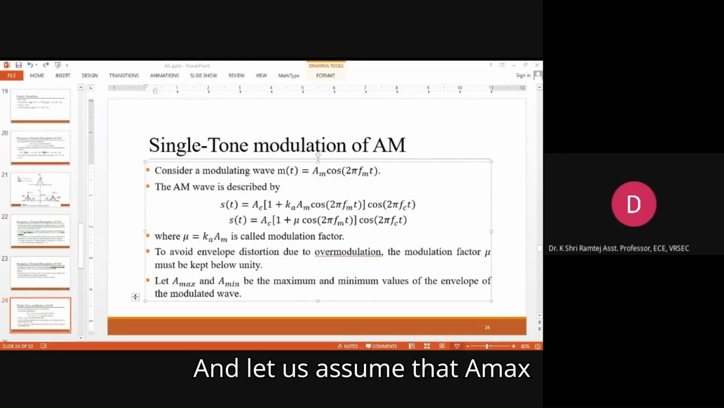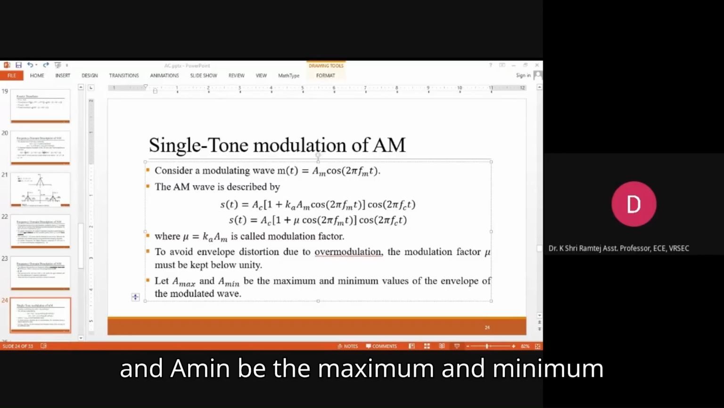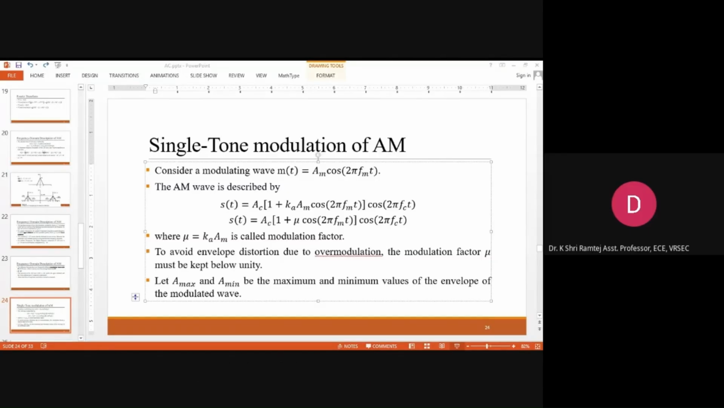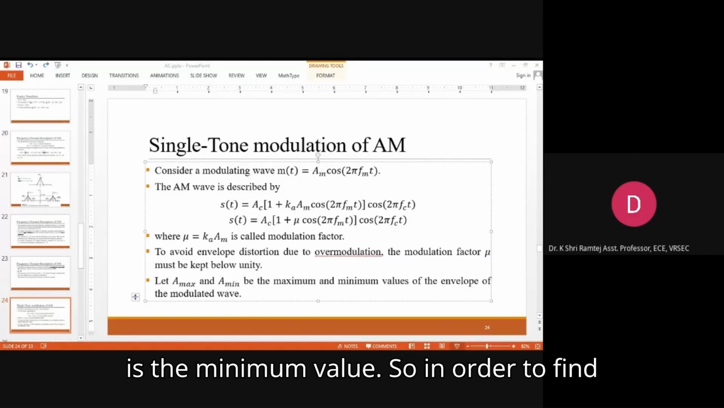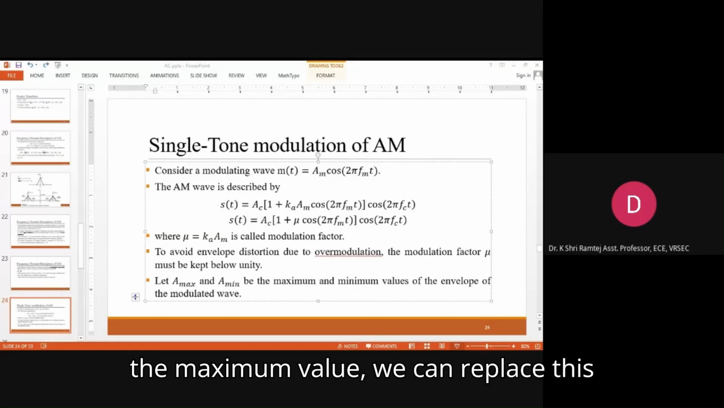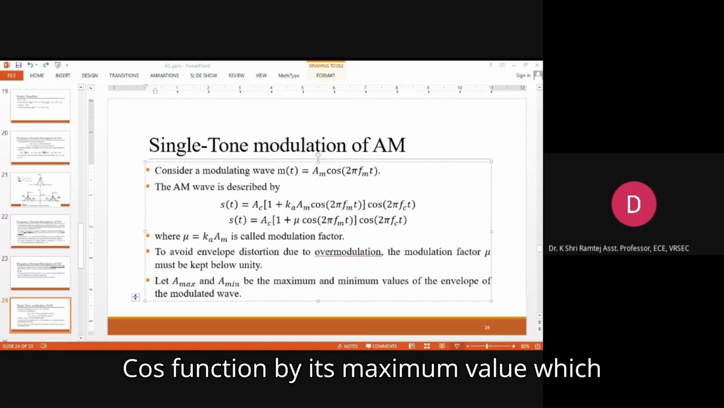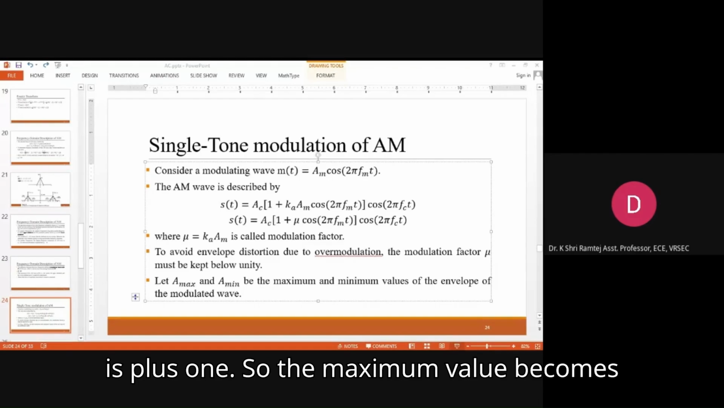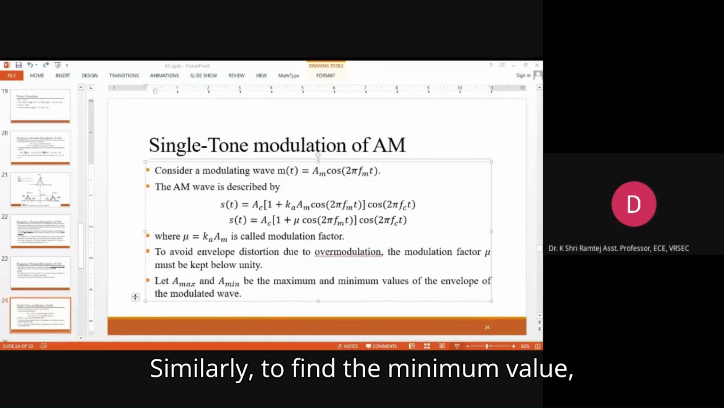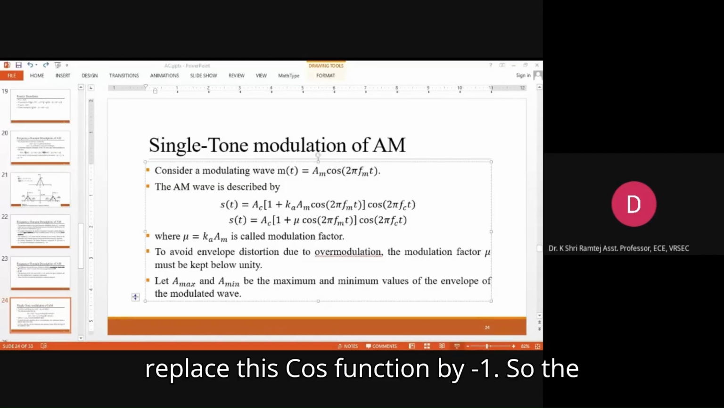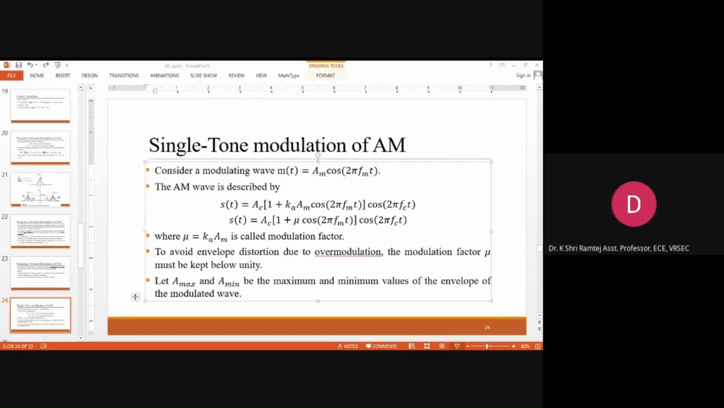Let us assume that A max and A min are the maximum and minimum values of this envelope. In order to find the maximum value, we can replace this cos function by its maximum value, which is plus 1. So the maximum value becomes Ac into 1 plus mu. Similarly, to find the minimum value, replace this cos function by minus 1. So the minimum value will be Ac into 1 minus mu.